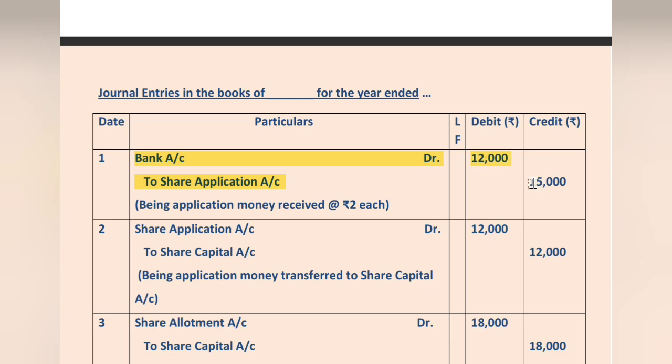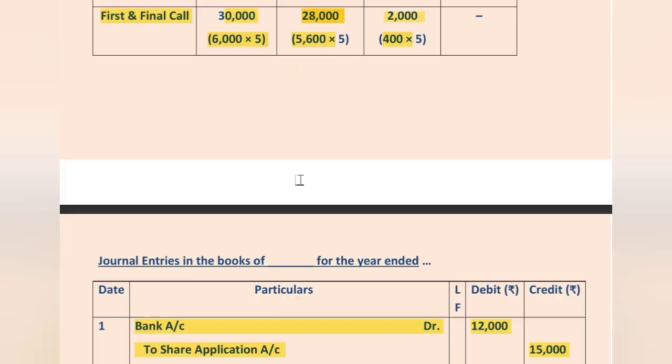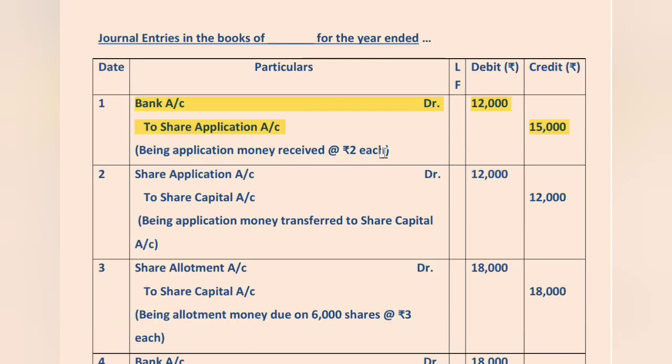Here you correct it, 15,000, mistakenly I have written 12,000. Being application money received on how many shares? 6,000 shares at rupees 2 per share. You have to write rupees 2 per share. So 12,000, 12,000.